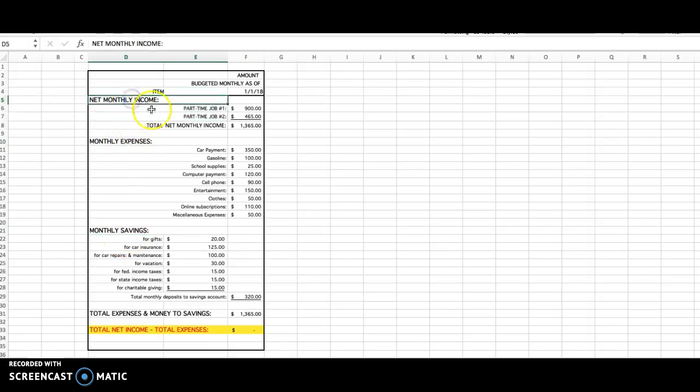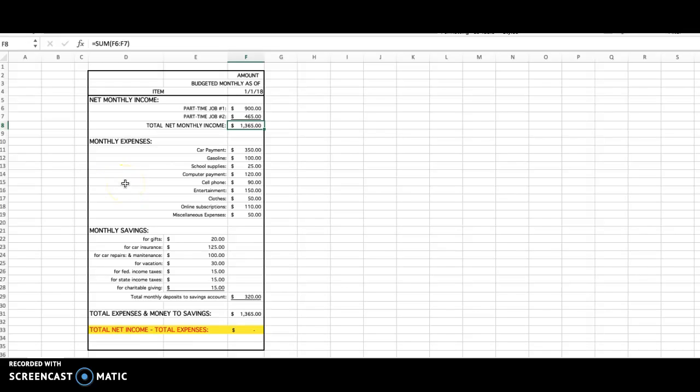Let's look at this example. This, again, is a person who has a part-time job. Actually, this person has two part-time jobs. One has a net monthly income of $900, and the second part-time job a net monthly income of $465. So again, this is a monthly, not weekly, budget, totaling, as we looked at before, $1,365.